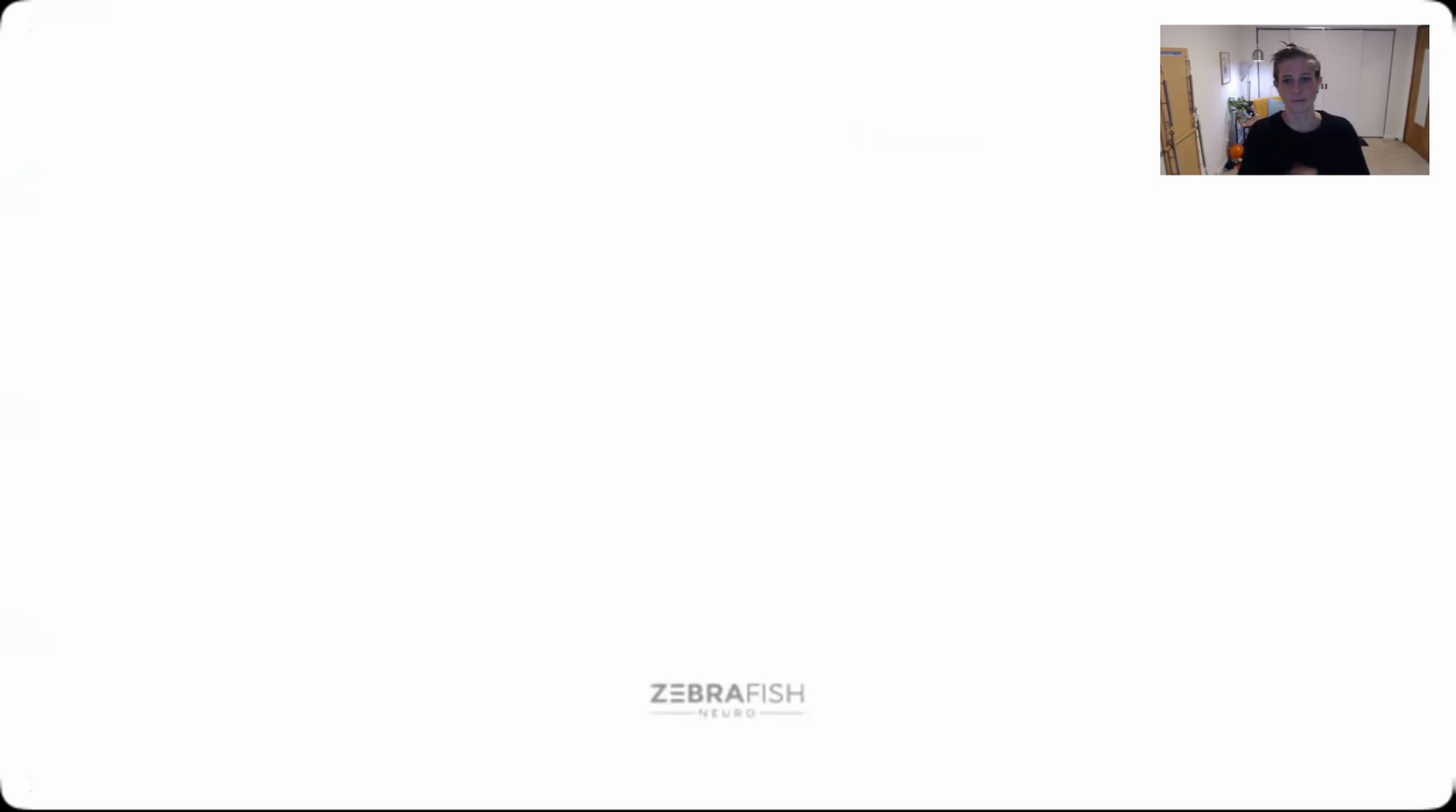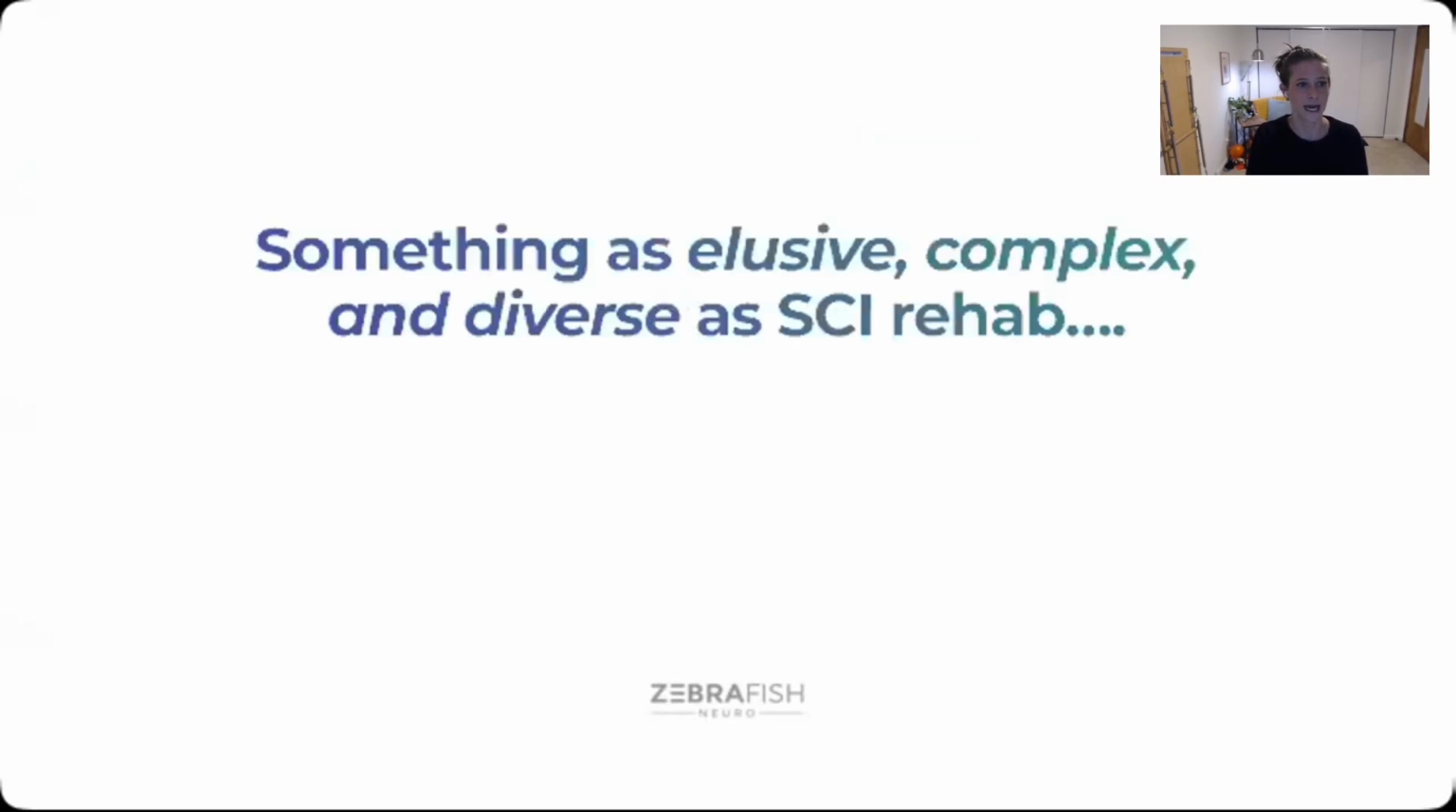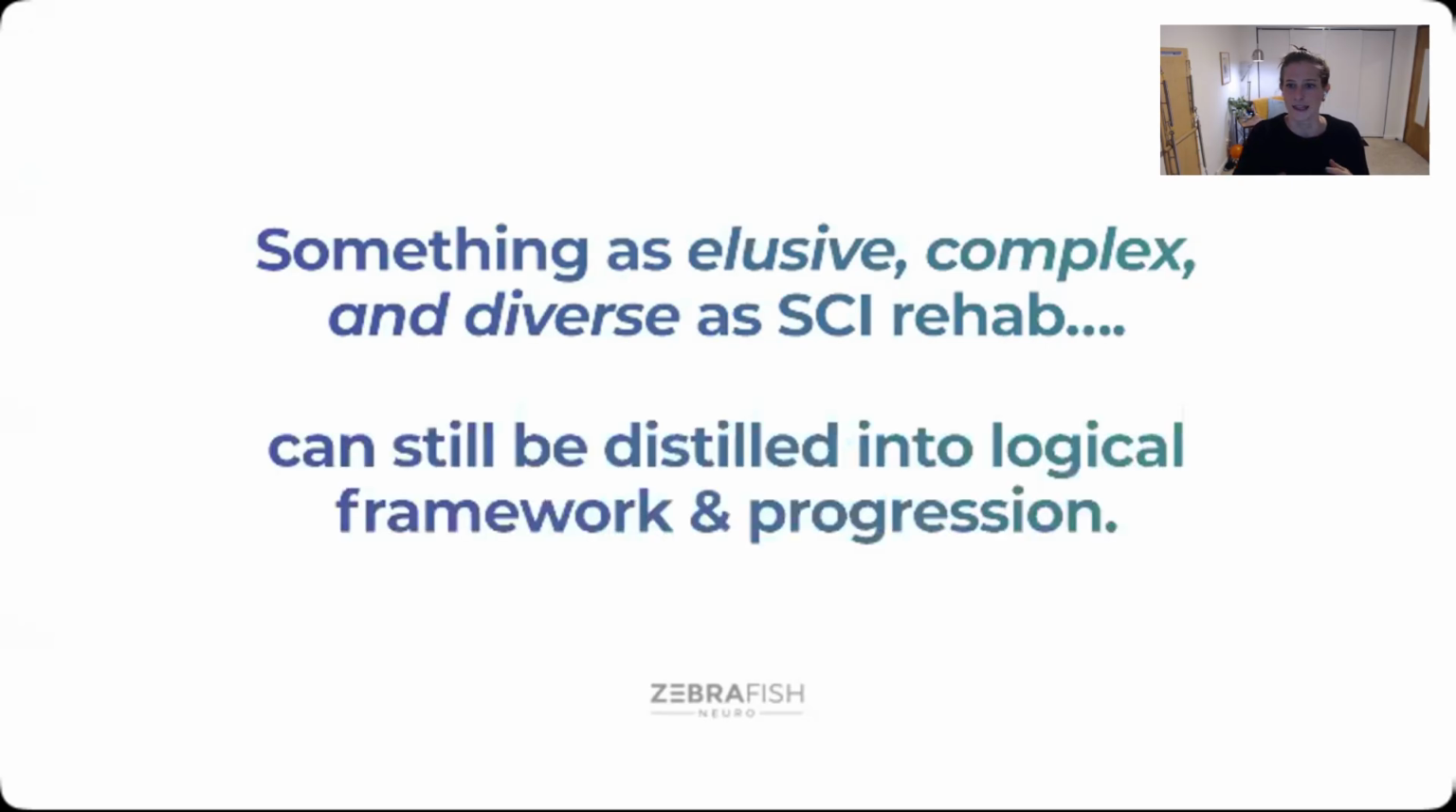But for the most part today, depending on how far we get through all of this, the main thing that I want to get across to you all is that something as elusive, complex, and diverse as SCI rehab can still be distilled into a logical framework and progression. So as confusing and overwhelming as it may be, we can still create some frameworks here that give us some logical templates to work off of.